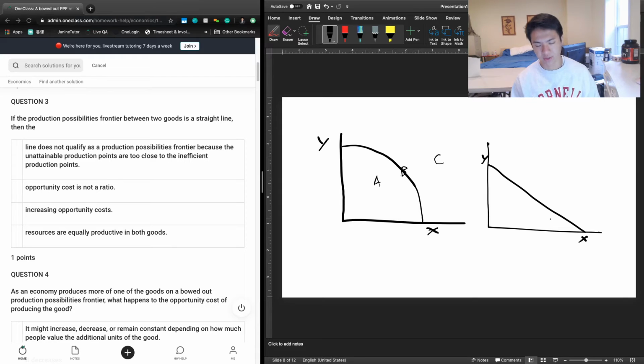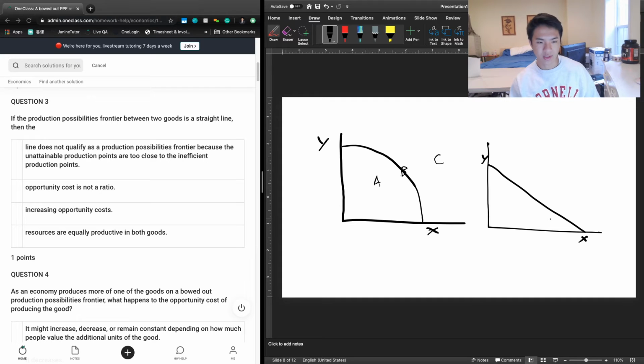And so we can take a look at the answer choices to see which one of these is going to closely match our scenario. It says the line does not qualify as a production possibilities frontier because the unattainable production points are too close to the inefficient production points. That's not true. I'm not sure what it means by too close. That's just a boundary between the PPF and the region C outside of the line, which is unattainable. So that's not true. Number B, opportunity cost is not a ratio. So opportunity cost is always a ratio between good X and good Y, and so that's not the case. Increasing opportunity costs, that's going to cause there to be a bowed out PPF, not a straight line.